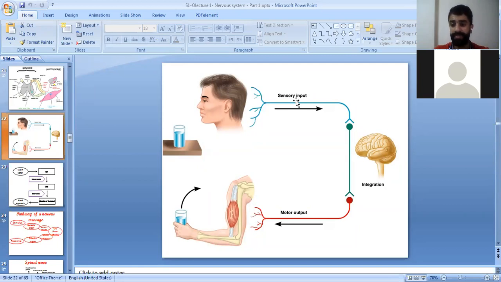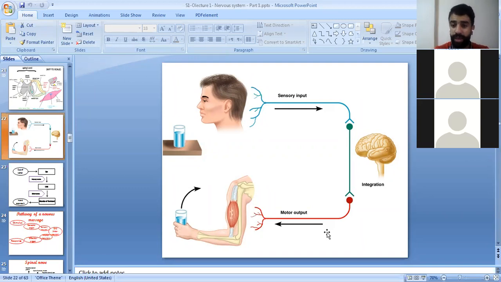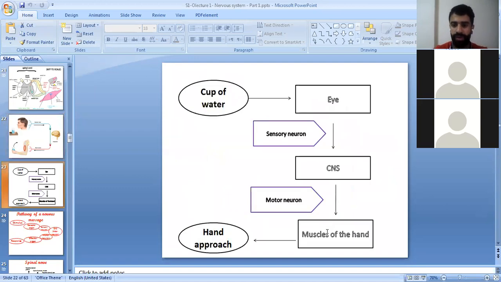Thank you, Fatima. And then, Ahmad Shaimin, the message is moved toward the effector organ, toward my hand, through the motor output. So Ahmad, what do we call the neuron through the motor output? Is it called afferent or efferent? Yes, Ahmad? Efferent. Excellent. The neuron here is called efferent. Thank you. It carries the message toward the effector organ.